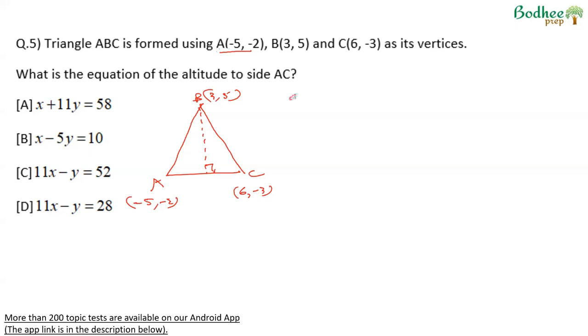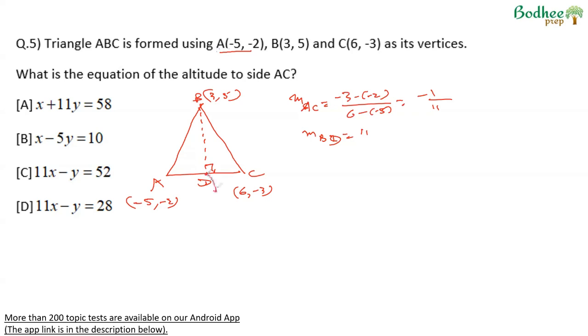We can find the slope of AC. Suppose this is BD. Slope of AC will be y1 minus y2 upon x1 minus x2, which is -3 plus 2, minus 1 upon 11. And therefore, since these two lines are perpendicular, BD and AC, we can say that the slope of BD will be 11, because the product of slopes of two perpendicular lines should be equal to minus 1. So minus 1 by 11 into 11 is minus 1. So this slope becomes 11.